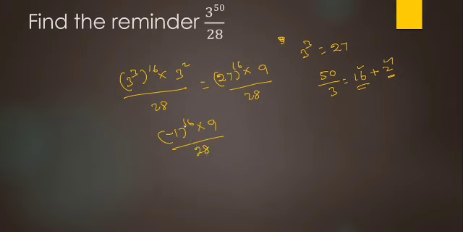Okay. Minus 1 to the power of 16. 16 is an even number. An even number means minus 1 will become plus 1. So the answer will be 1 into 9, which is equal to 9. So the answer is 9 for this case.